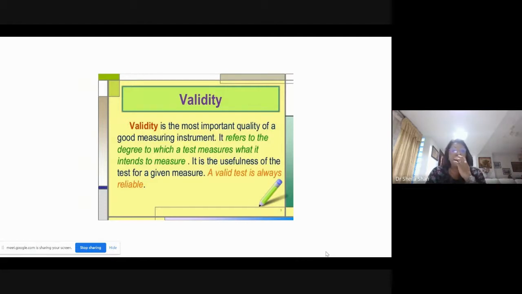Validity. So validity is the most important quality of a good measuring instrument. It refers to the degree to which a test measures what it intends to measure. Are you measuring what you want to measure? Is it the usefulness of the test for a given measure? So a valid test is always reliable. How many times you do it, you still get the same answer.